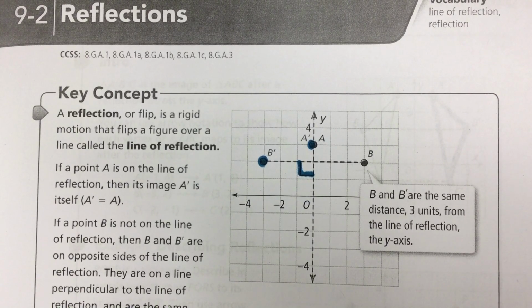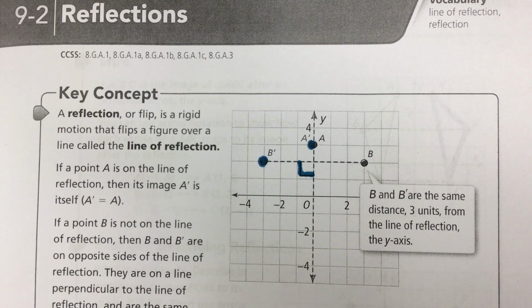Section 9-2, Reflections. A reflection or flip is a rigid motion that flips a figure over a line called the line of reflection. If a point A is on the line of reflection, then its image A prime is itself. Therefore, A prime is equal to A.